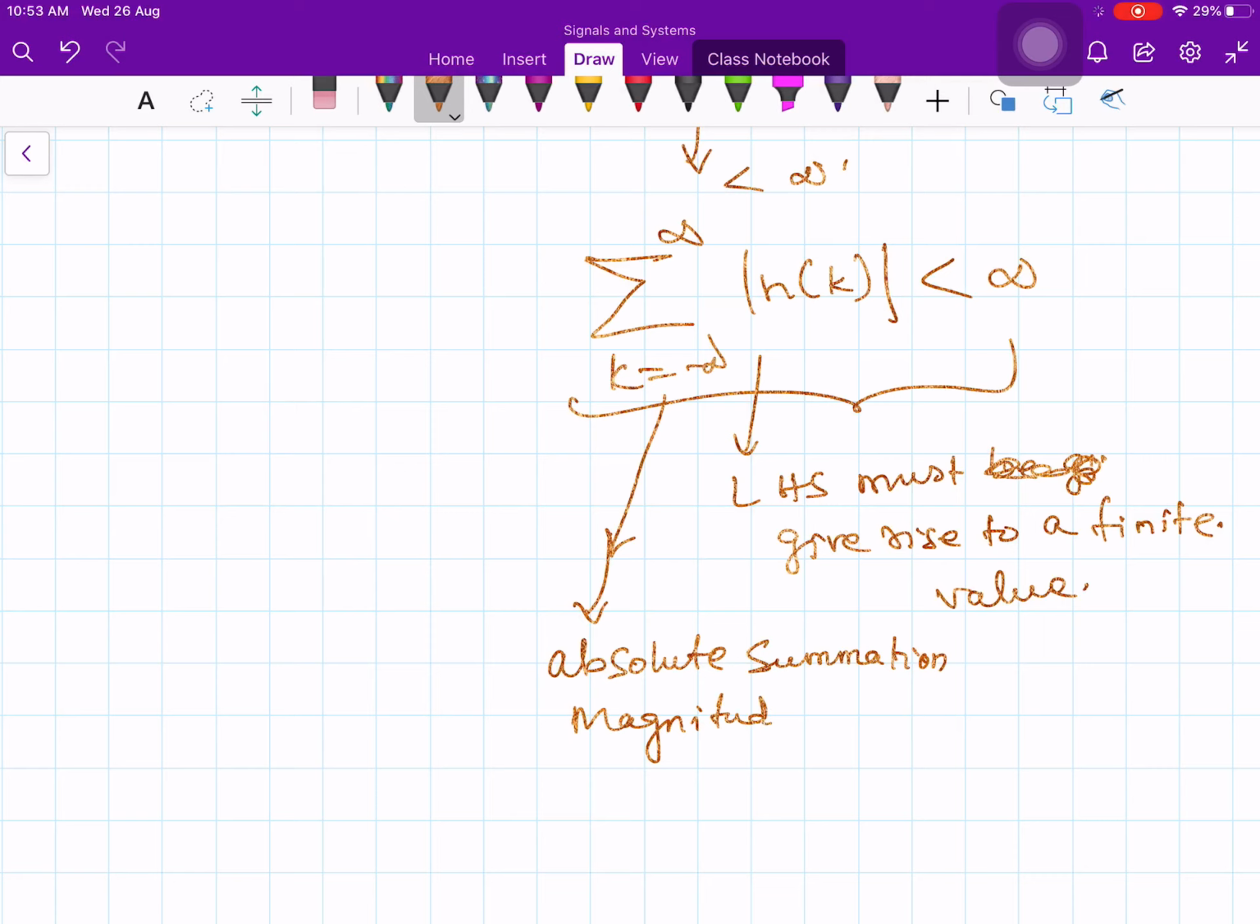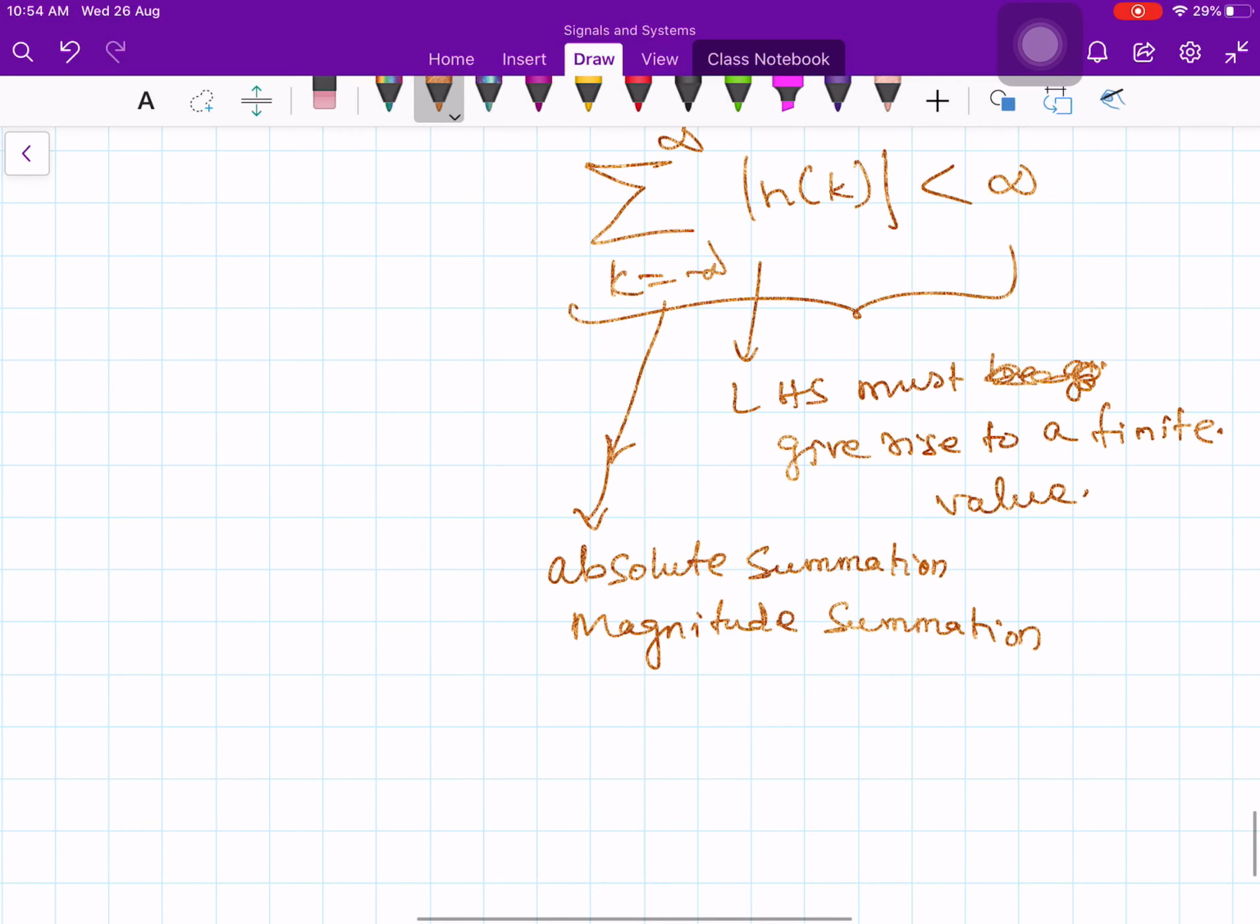So if the impulse response is absolutely summable, summable means what? It should give a finite value. Okay, then if x of n is bounded, its magnitude is bounded, and the impulse response is also absolutely summable, then y of n is bounded in magnitude.